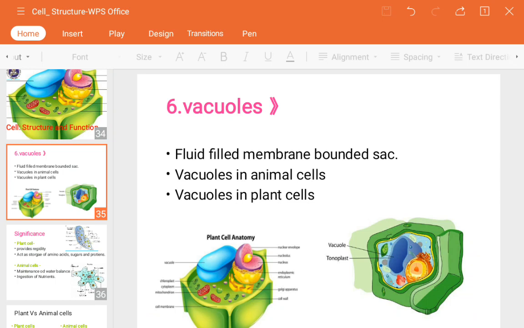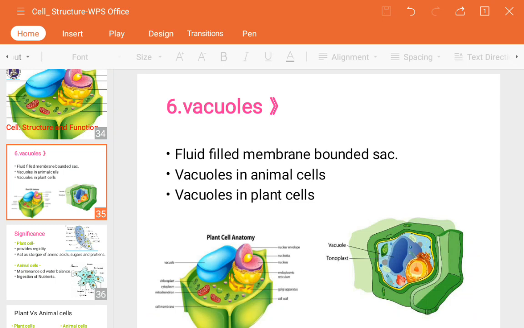that is the vacuoles. So what are vacuoles? It is also a cell organelle, or you can also call it a cell component. It also has a particular structure with specific names and unique significance, or you can say their respective functions. So how does it look?